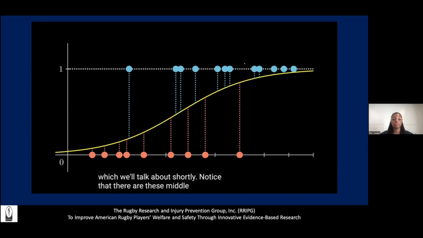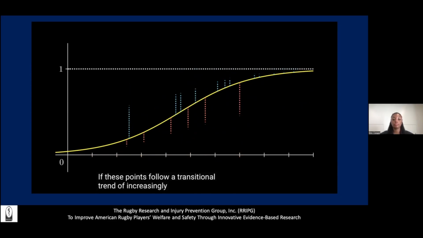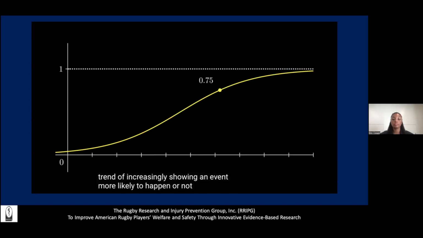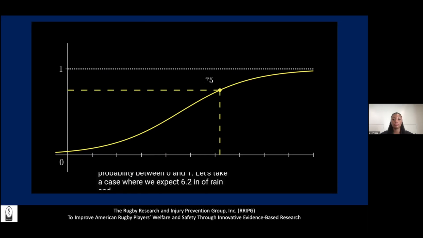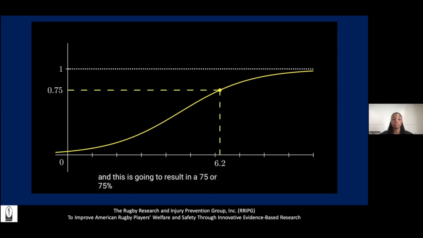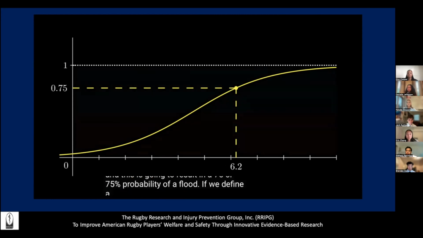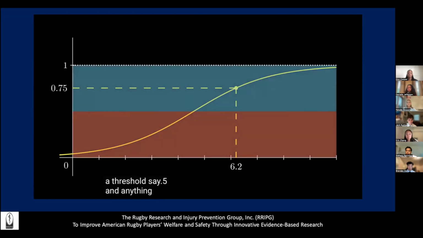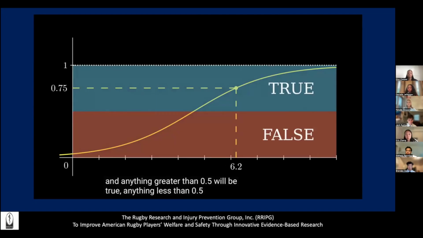Notice that there are these middle points where there is a mix of true and false cases. If these points follow a transitional trend of increasingly showing an event more likely to happen or not happen, you will see that that S-shaped curve will climb or decrease respectively. We can then leverage it to predict probability between 0 and 1. Let's take a case where we expect 6.2 inches of rain, and this is going to result in a 0.75 or 75% probability of a flood. If we define a threshold, say 0.5, and anything greater than 0.5 will be true, anything less than 0.5 will be false, we will then predict there will be a flood.